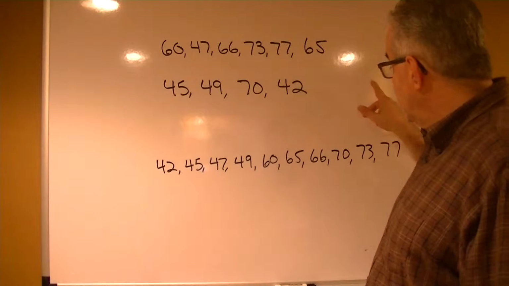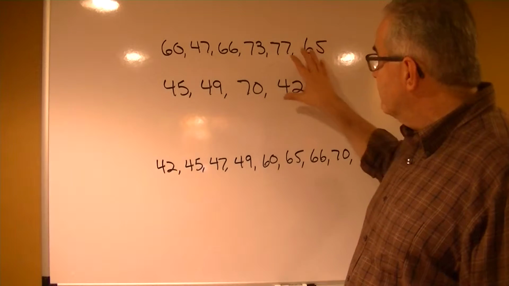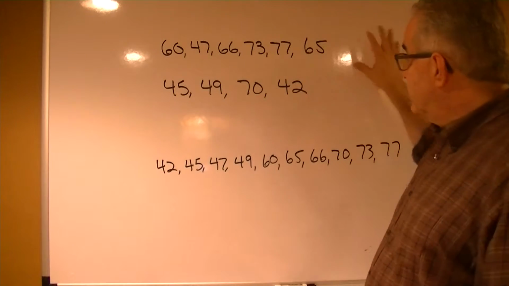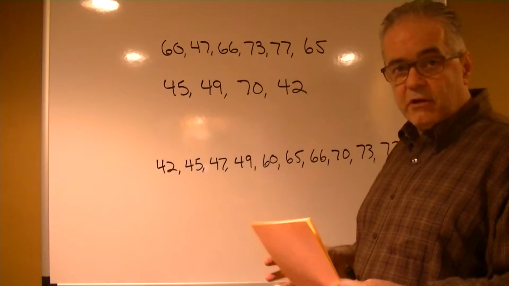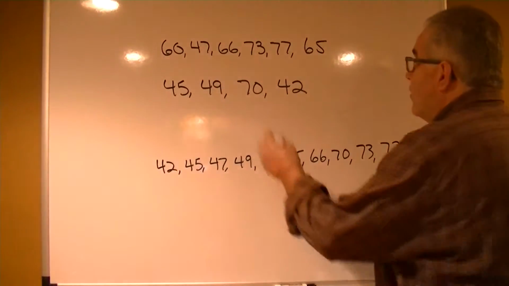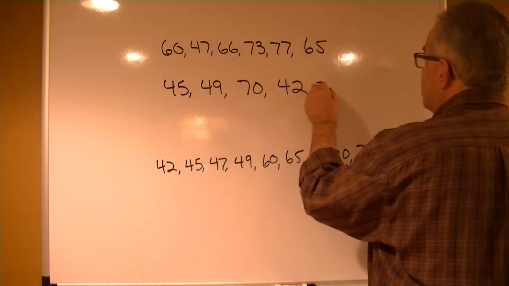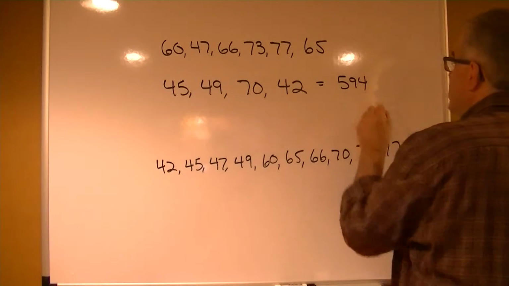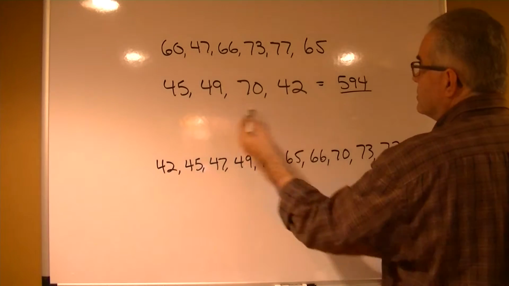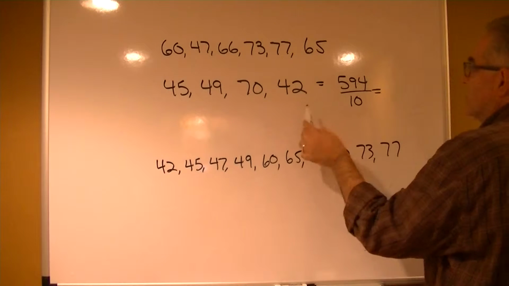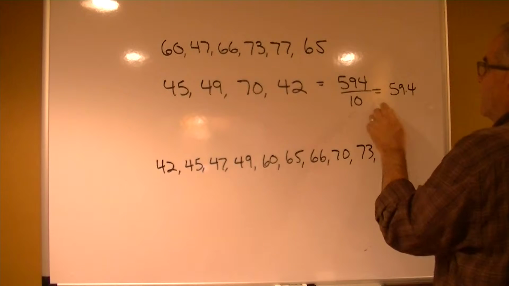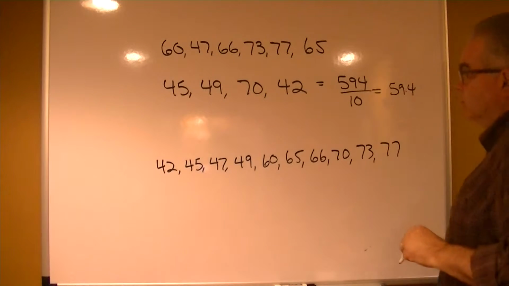When we want to find the mean, of course, we add all these numbers up and divide by the number of numbers that there are. So in this case, we had all these values, and when I added them up, it equals 594. We would divide this by 10, since there are 10 numbers here. So I have a mean of 59.4. And that's what our mean is.